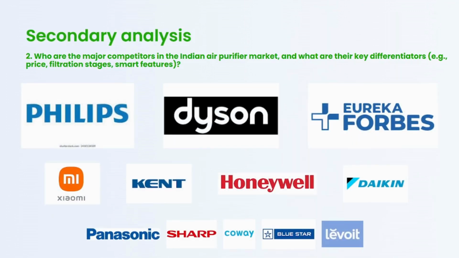Philips, Dyson, Eureka Forbes, these are some of the major competitors in the Indian air purifier market, followed by Xiaomi, Kent, Honeywell, Daikin, and also many other smaller companies.